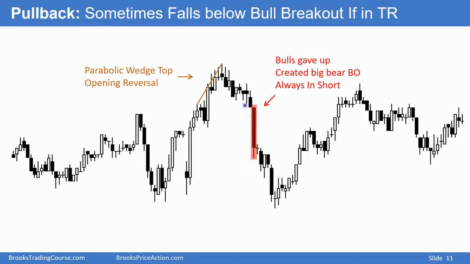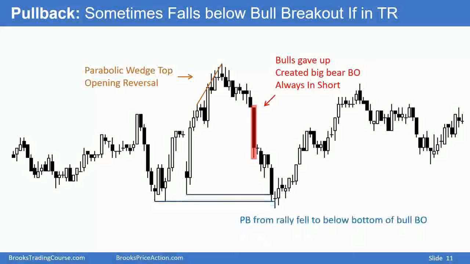This bar represents the bulls giving up. The bulls were hoping for a bull flag, maybe a resumption, and at some point they give up and they think, this is going to be an opening reversal down, and that's what took place right here. So at this point, the market's always in short, which means it's probably going lower. Not only do the bulls give up, the bears know what's going on as well, and they will sell as well.